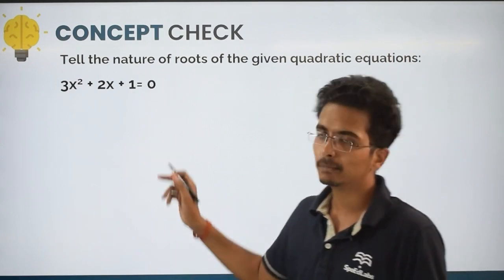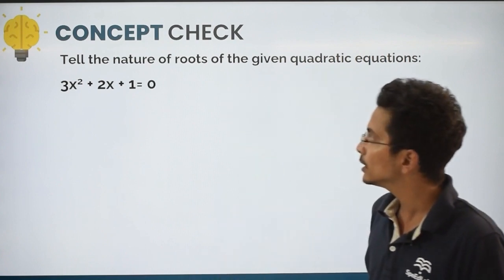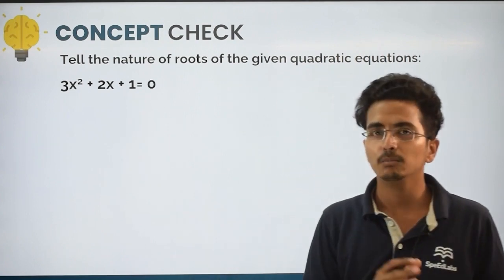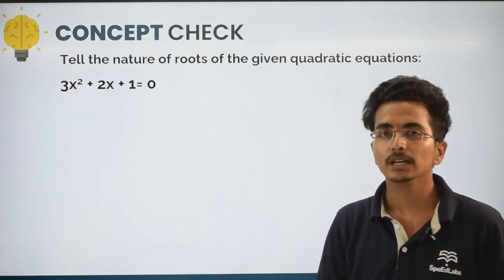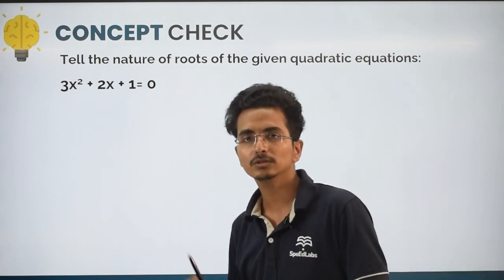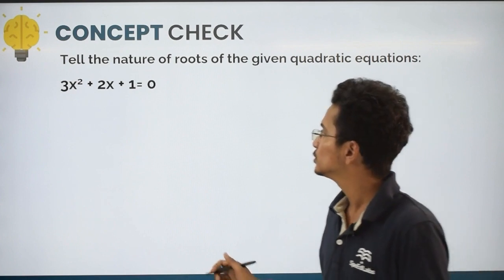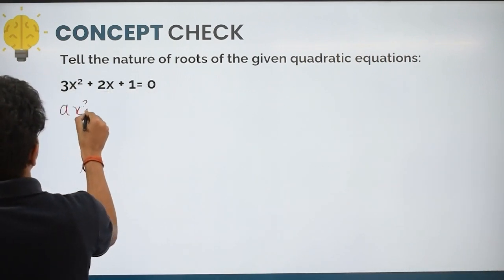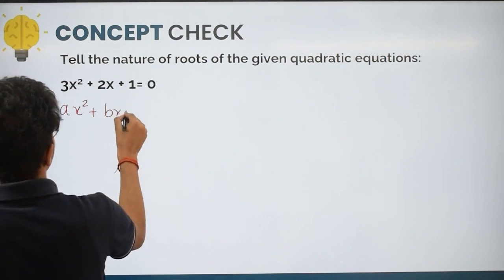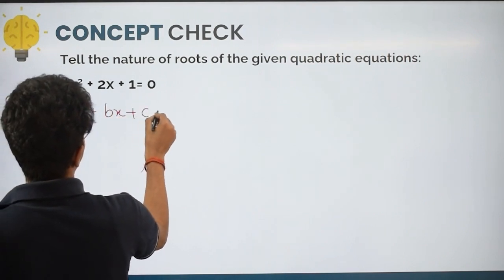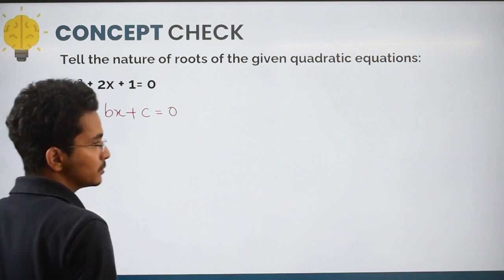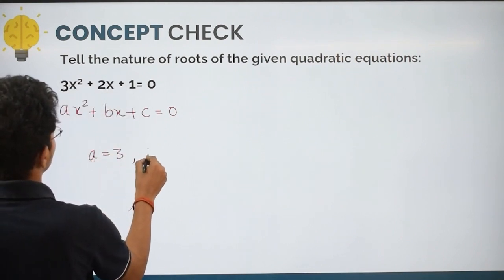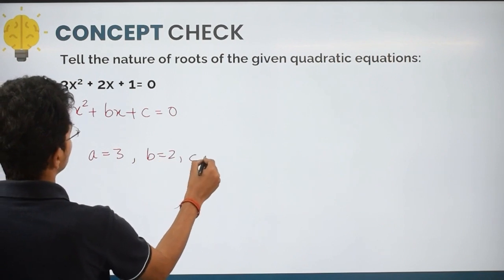We have one simple question over here. Can you tell me what the nature of the roots will be by seeing this equation, with the help of the discriminant that we have just seen? What types of roots will this quadratic equation have? The first task is to compare it with ax square plus bx plus c, because all the formulas we derived were with respect to that form. So from here, a is 3, b is 2 and c is 1.